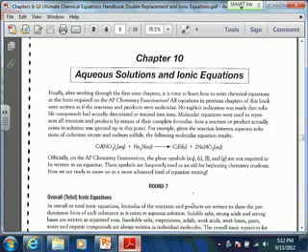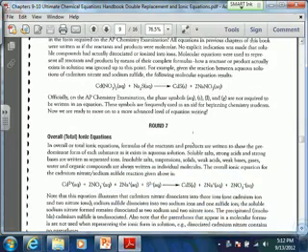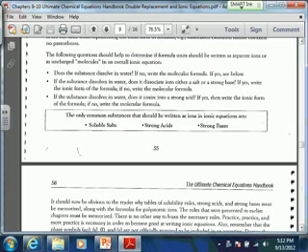Finally, after working through that. Okay, I guess it doesn't say it. I thought it said at the beginning of this that this is the most important chapter in the book. Maybe it says that about chapter 9 because it's leading into chapter 10. But this is a very important chapter, I would say. I would actually call this the most important chapter because you need to know how to write these net ionic equations. All right, so it's talking about overall total ionic. That's what we just talked about.